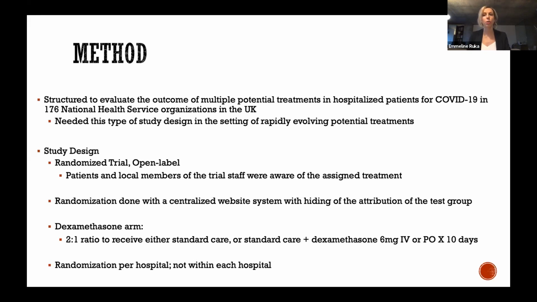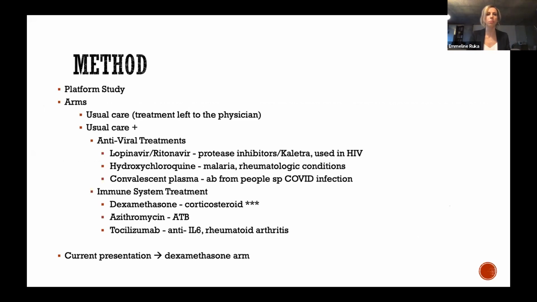When I say the control, it's the standard treatment that I'm going to talk about later, but it's basically the most appropriate treatment without the dex. The randomization was done per hospital, not within each hospital. So it was a platform study. And when I said that they added an arm, that's what a platform study is. It's a randomized study that you can be flexible with. You can add arms as it goes.